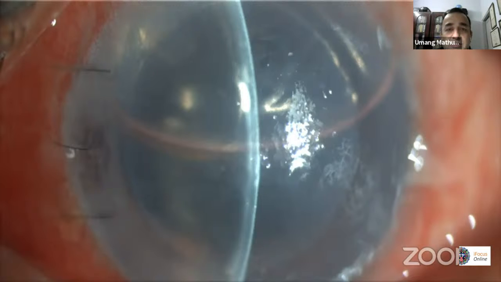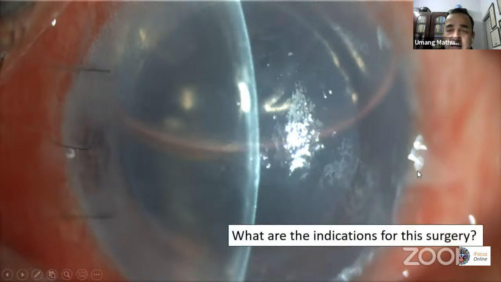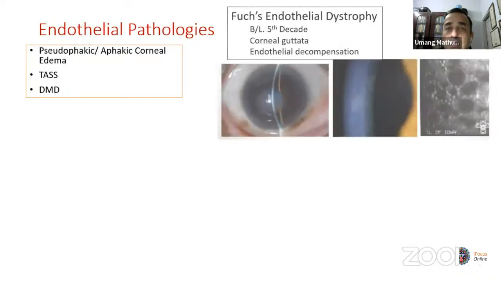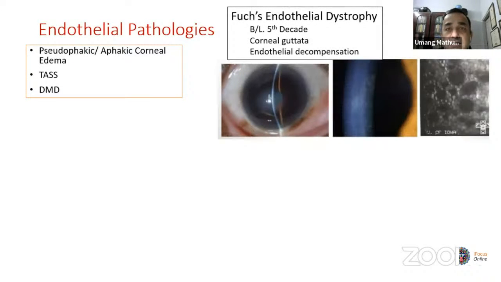Now, when would you do a surgery which is an endothelial keratoplasty? What would be the indications for surgery? So in India, the commonest indication would be pseudophakic or aphakic corneal edema. It could be traumatic surgery. It could even be because of TASS, and sometimes because of Descemet's membrane detachment. However, worldwide, the commonest indication for endothelial keratoplasty would be Fuchs endothelial dystrophy. But in India, you see Fuchs, but it's not as common as seen in Caucasian disease.